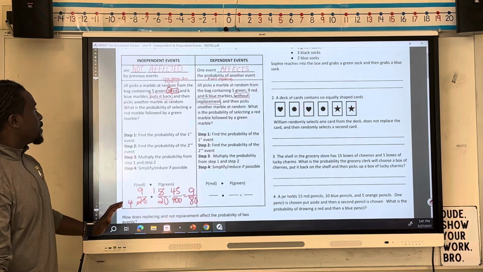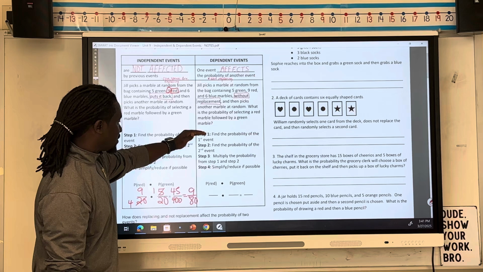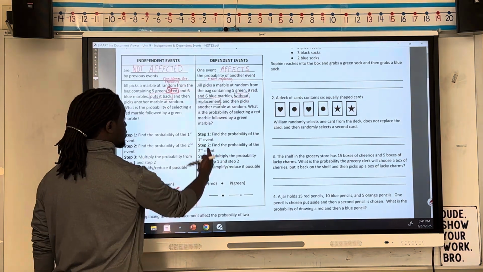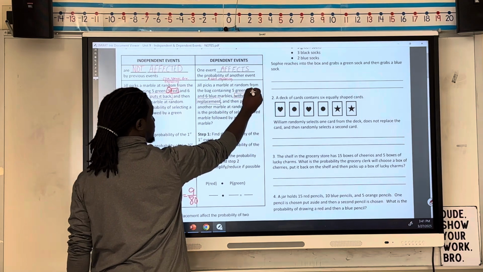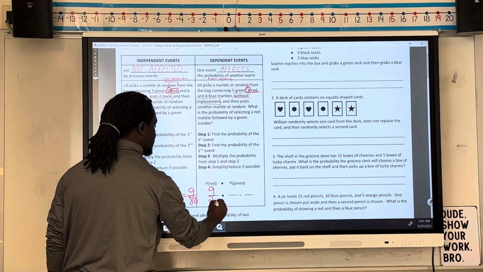All right. Now, this other side, if I'm finding the probability of the first event, then the second event, then I'm multiplying it, and then I'll simplify. Okay, so the probability of getting a red is 9, right? So I got 9 over 20 total.